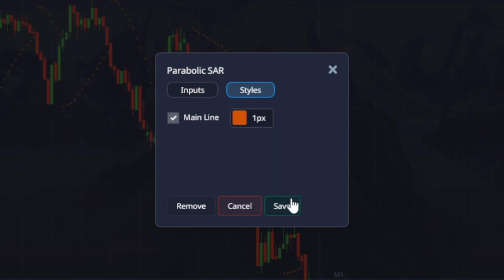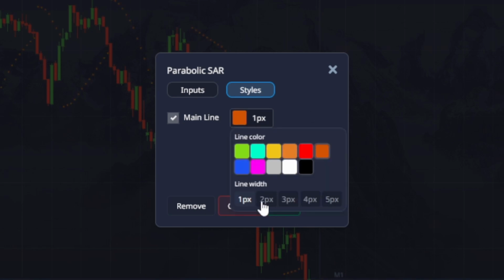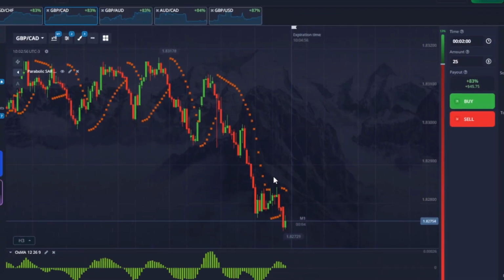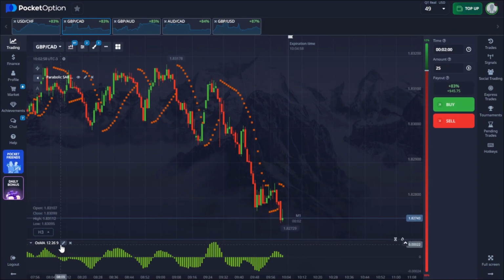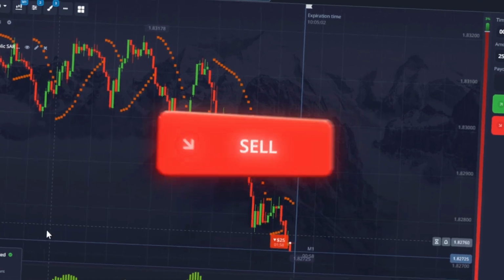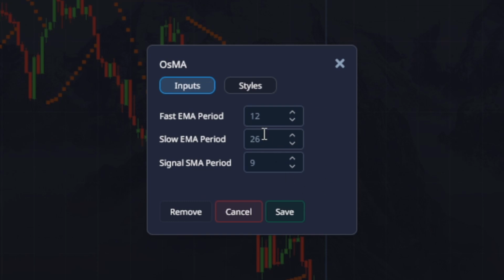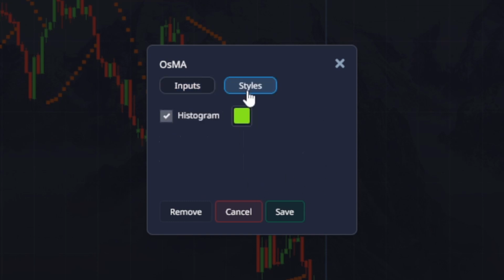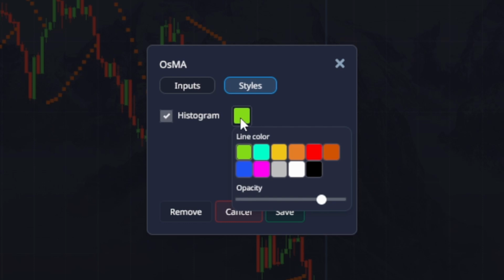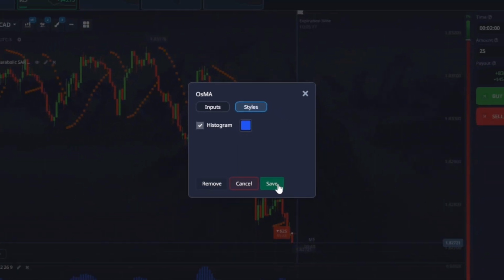The color is up to you, so click on save. Alright, let's make this with 2 pixels. And for OsMA, 12, 26 and 9. Alright, and we're going to use that for not losing the opportunity right here. Just click on the sell button. So for the style, let's use blue. Red, no. Let's use blue. Okay, that's good for us, guys.